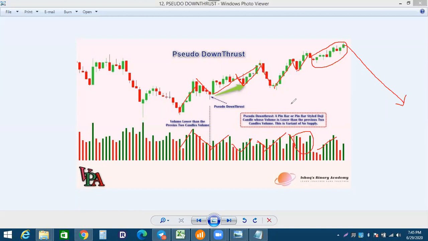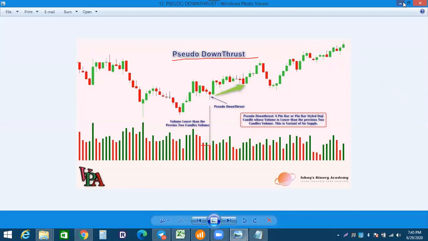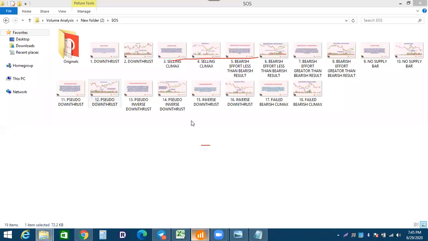So I just gave you an example of the impulsive wave and corrective wave. When you find a corrective wave, the volume is decreasing. And when volume is increasing, you can understand that is an impulsive wave. You will see in the chart that the impulsive wave has increasing volume. So here you understand the down thrust and pseudo down thrust. The volume must be below the previous two candles. Now we go to the chart and find the examples.